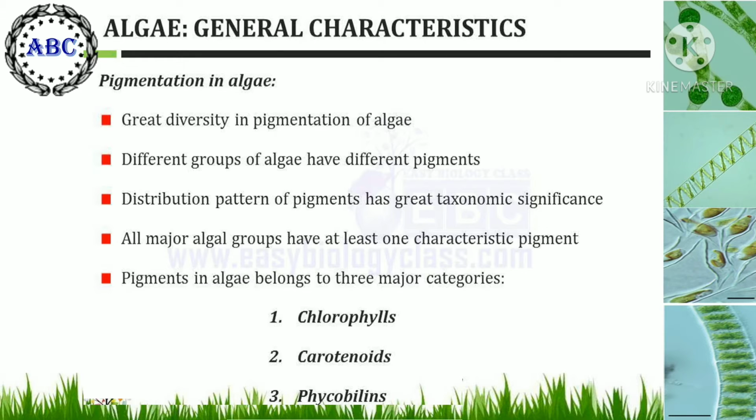Phycobilins are water-soluble complexes of protein and bile pigments present in the photosynthetic tissue of the plants. Phycobilins are red-colored phycoerythrin and blue-colored phycocyanin pigments, which are confined to different groups of algae.